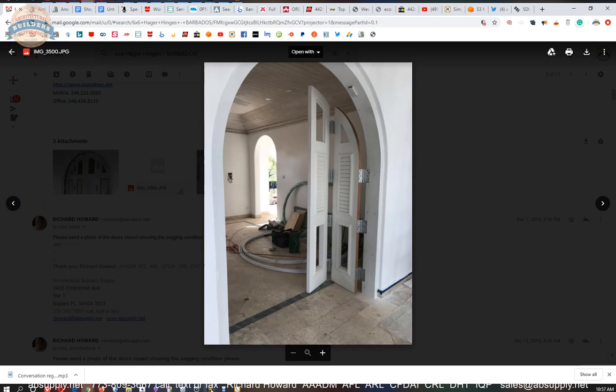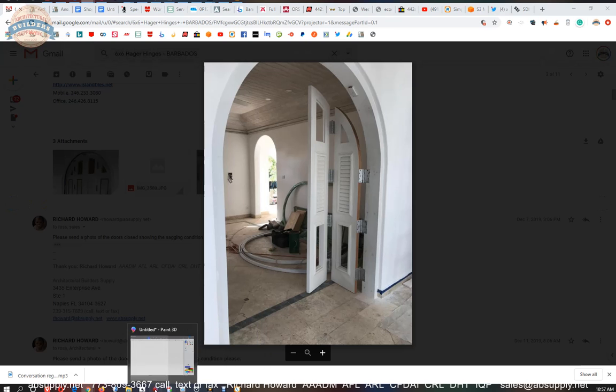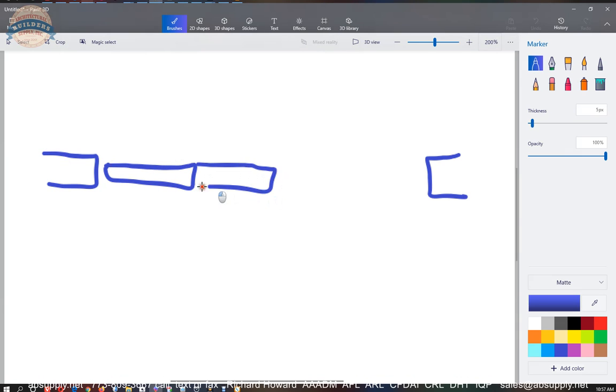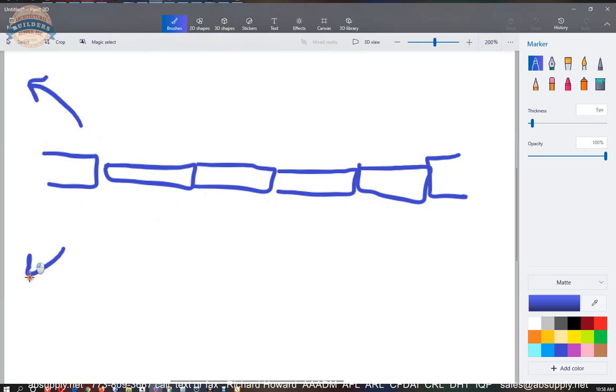So what I would like to investigate with you is the following. You've got a jamb, you've got a jamb, door, door, door, and door. And obviously you've got a set going this way, and you've got a set going this way. So what we want to do is take these doors and make them look like this when it's all said and done.